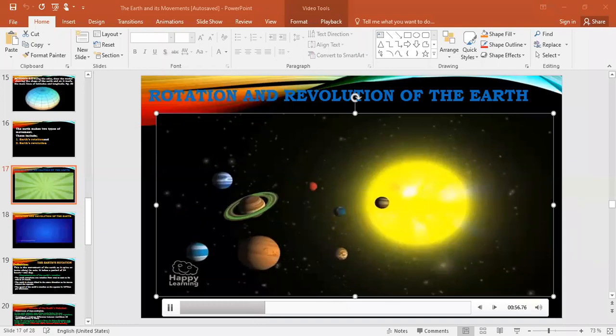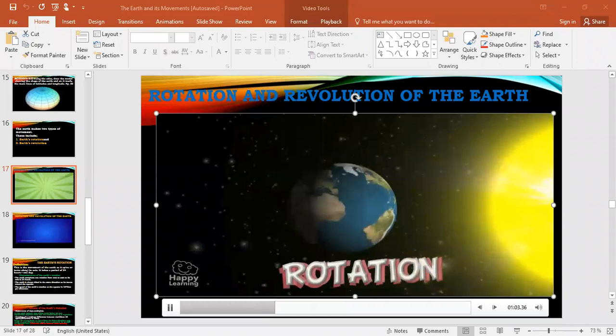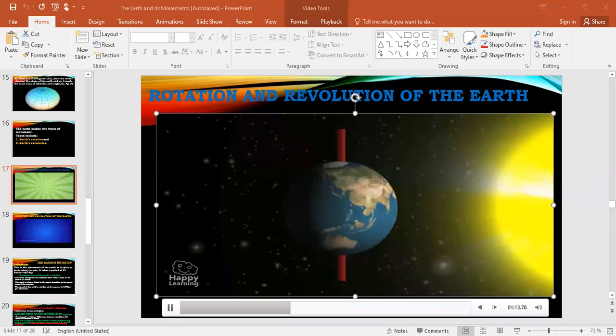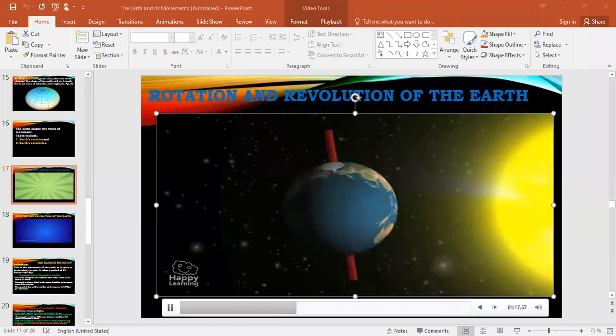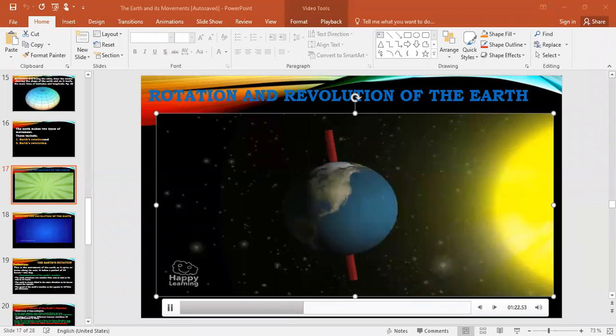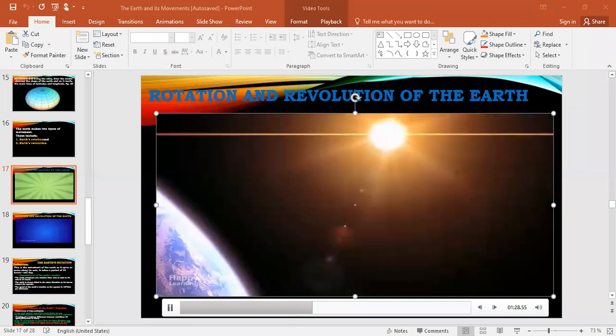Like other planets of the solar system, the Earth moves in two different ways. One is called rotation, and the other is called revolution. Rotation is the movement of the Earth on its own axis. Rotate means to turn, so the Earth turns around a slightly inclined imaginary line that joins the two poles, called the axis. Do you know how long it takes to make a complete turn? It takes 24 hours to make one rotation. Think about it for a second.